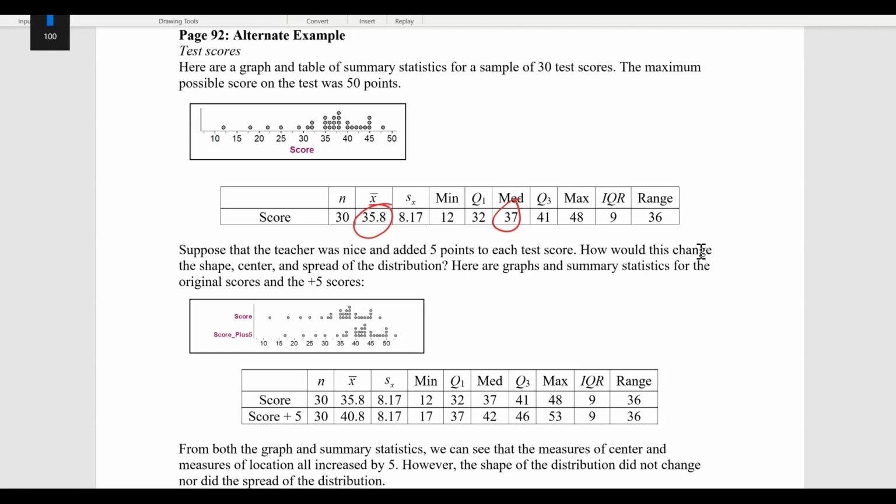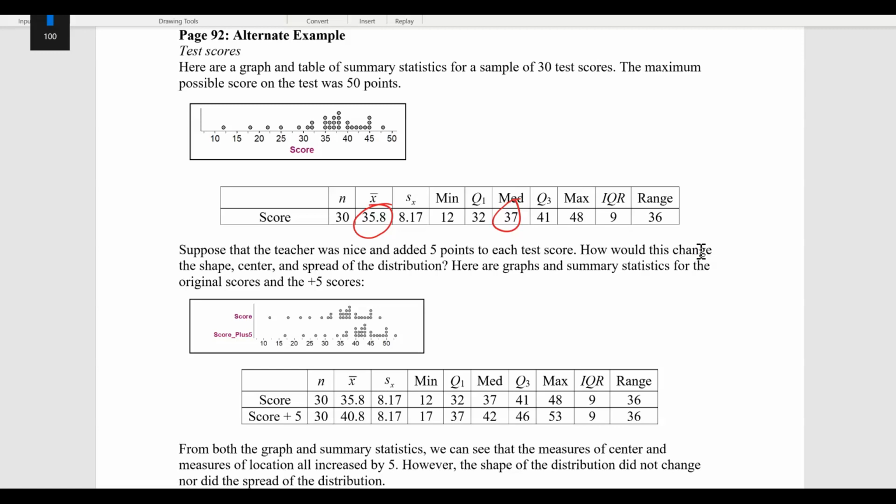So teacher's going to be really nice and add 5 points to everybody's score, right? So what happens when we do that? We can look at the graph. Well, everybody's score just got pushed up 5 points. They all moved to the right. So we can see the center definitely moved, right? It went from a median of 37 to a median of 42, and the mean from 35.8, we just add 5 to it.